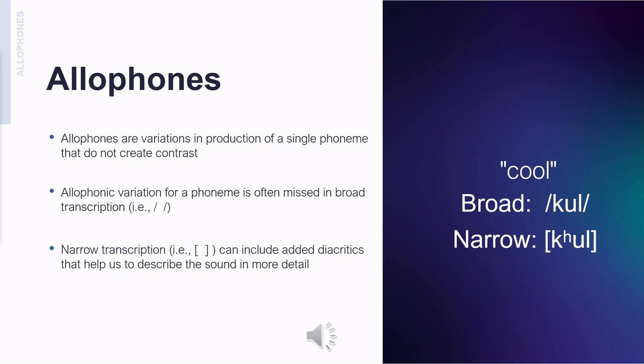Here is an example on the right with the word cool. The broad transcription on the top includes just three phonemes. The narrow transcription on the bottom includes the same three phonemes, but also includes a diacritic after the K sound. The diacritic tells us that the K was produced with aspiration noise.